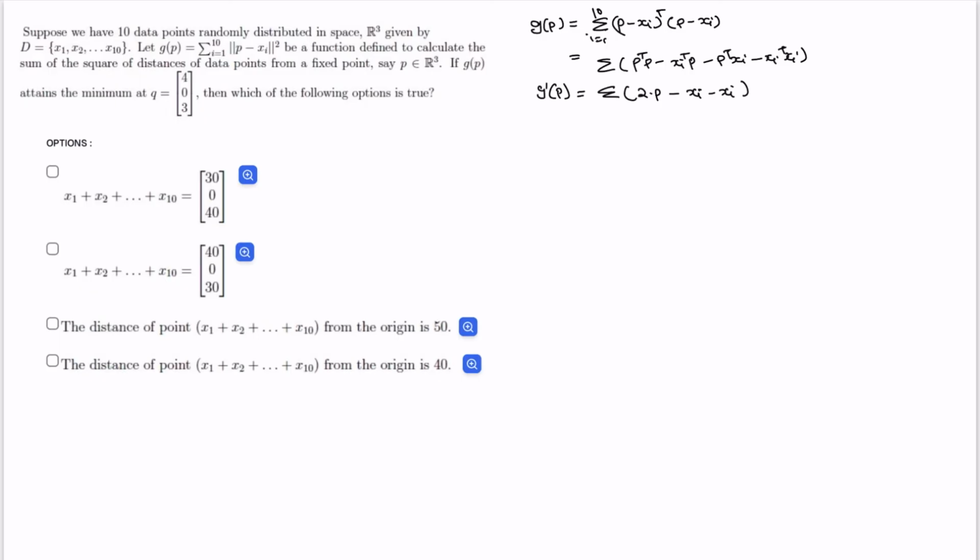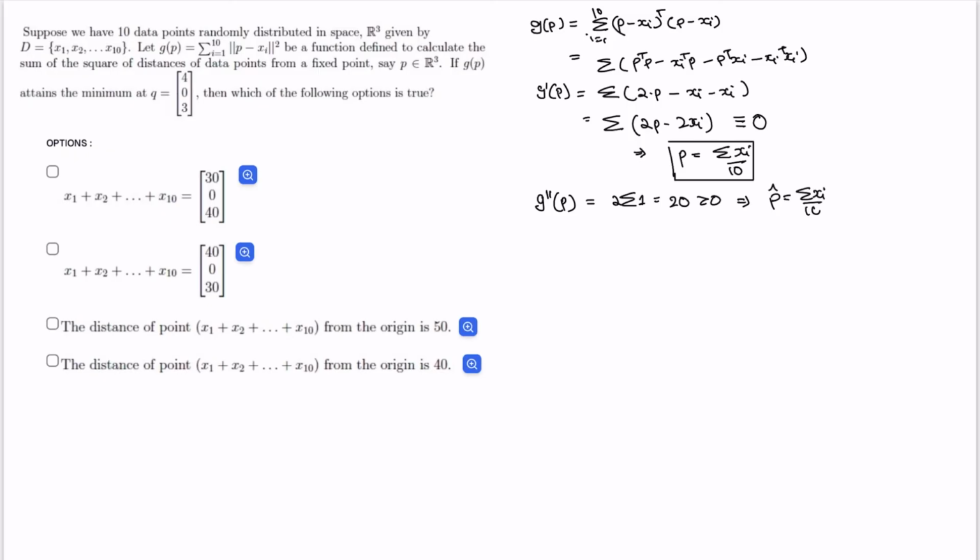Now I have to solve for this, so let's solve for this by equating it to 0. If I equate G prime of P equal to 0, I will get P is equal to the summation of Xi divided by 10, which is nothing but the sample mean, right? But now we do not know if this is a maximum or a minimum, if this is a maximizer or a minimizer. For that we have to do the second derivative test. So if I do the second derivative, I will get 20, which is positive, which means that this particular value, the sample mean, is a minimizer of G(P). So at this point G(P) will be minimum, and that is exactly what the question says, right?